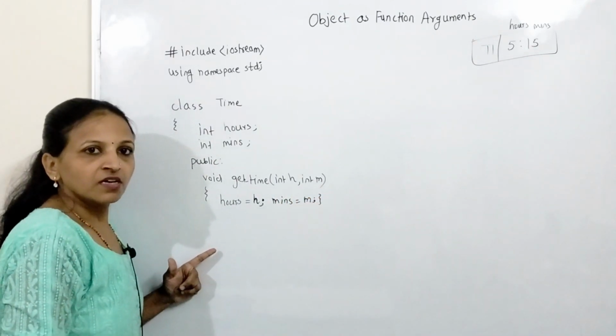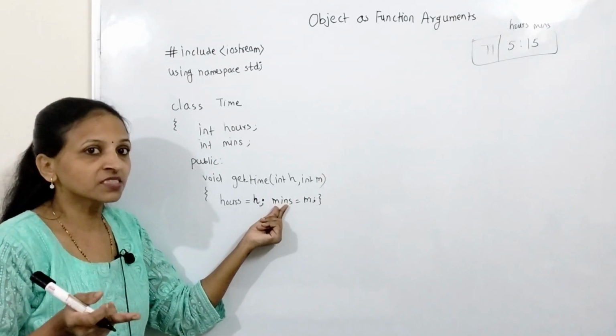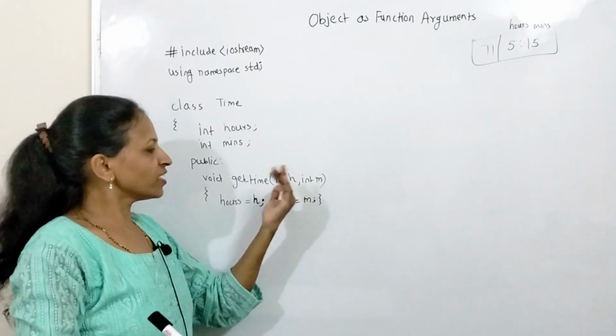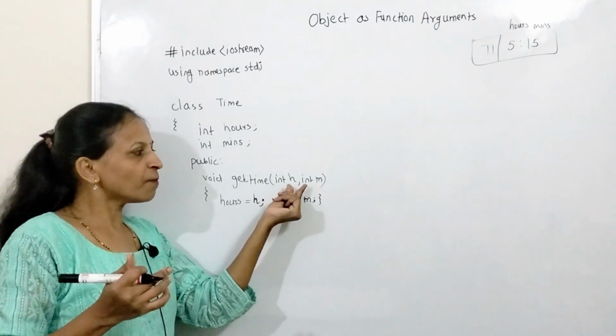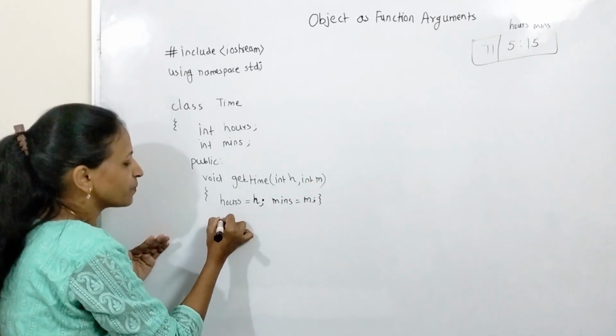In this way. Now hours and minutes, whose hours and minutes? The calling object's. Suppose t1 is calling this member function, then t1's hours and minutes will get set to the passed values. In this way. Now we have to just display the time.